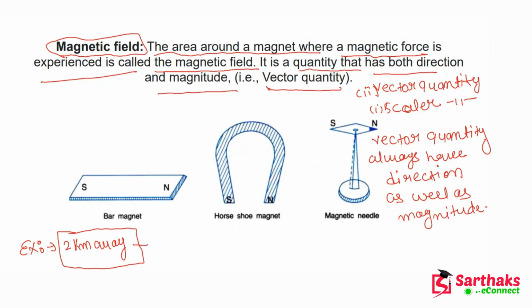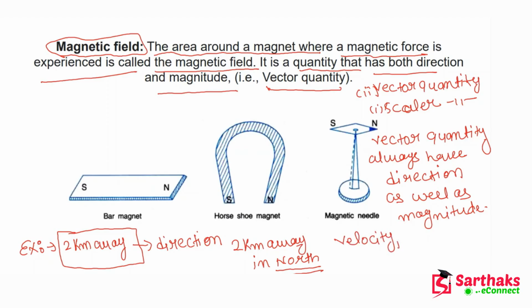Why? Because I also have to mention the direction. If I say that my friend's house is 2 kilometers away and in the north from my house, then you will definitely be able to reach, because here you also have the information of the direction. So this quantity is known as a vector quantity. Some examples of vector quantities are velocity and acceleration.